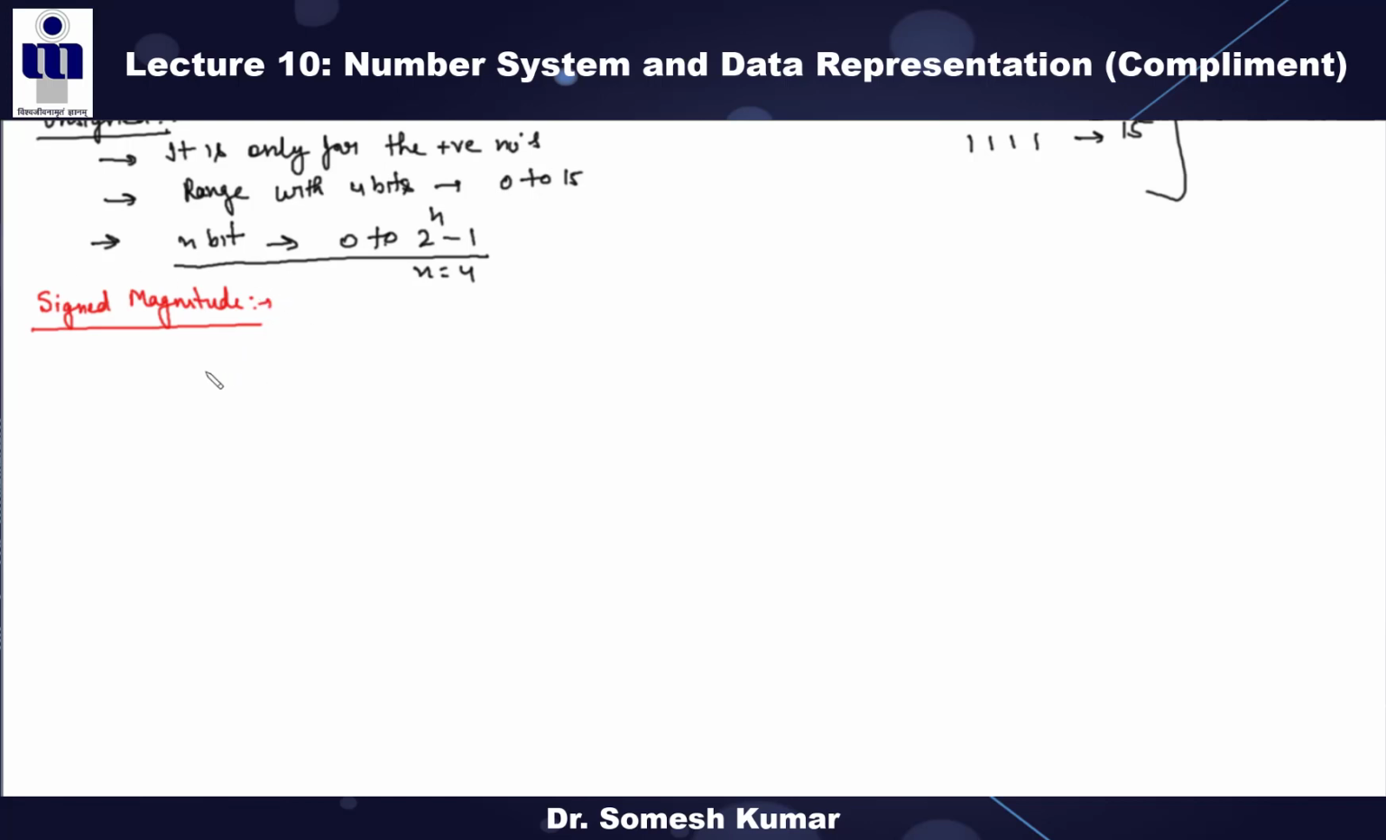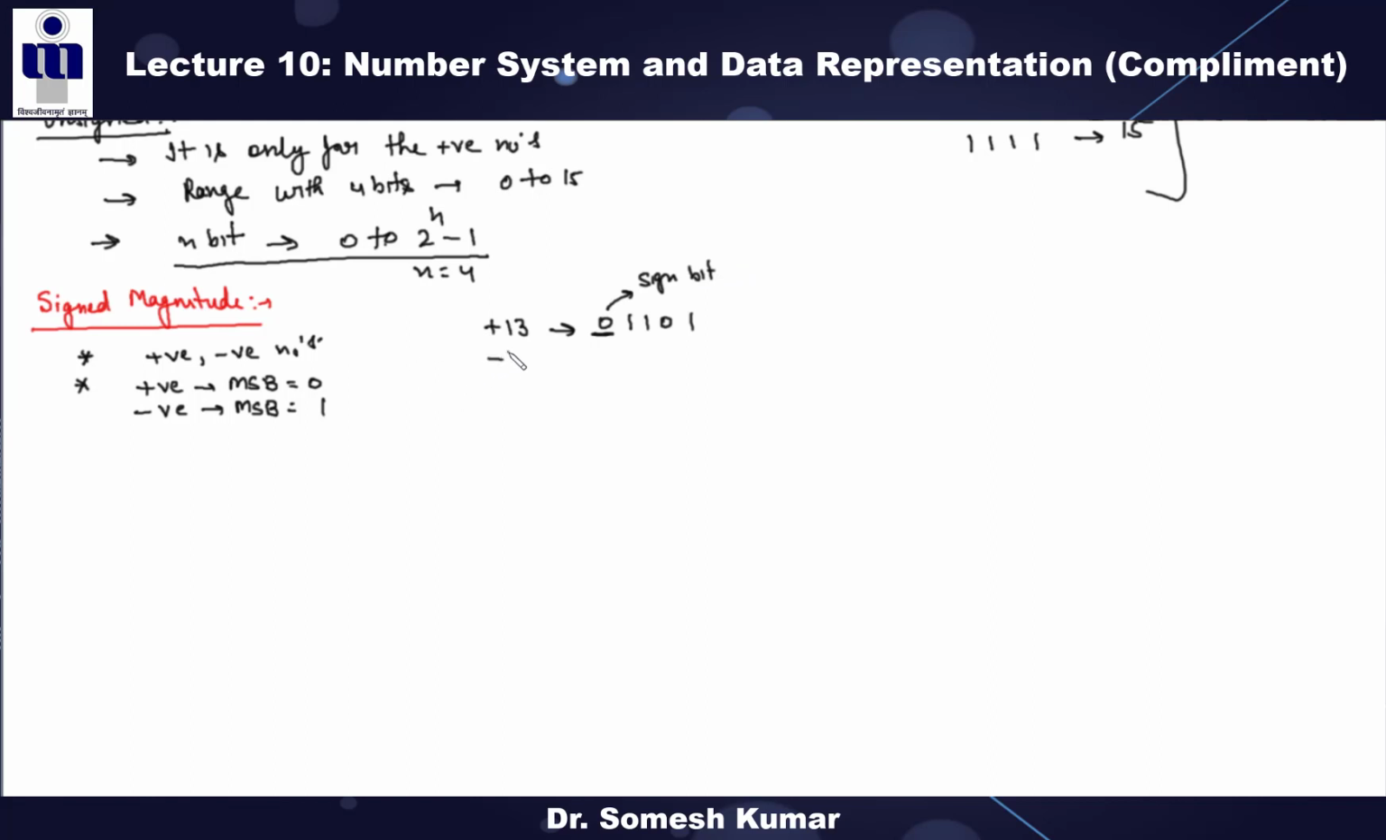So sign magnitude is for both positive numbers as well as negative numbers, right? If it is a positive number, then you represent the MSB with 0. If it is negative, then you represent the MSB with 1, right? For example, plus 13. How to represent plus 13? 0 1 1 0 1. So this is your sign bit, right?